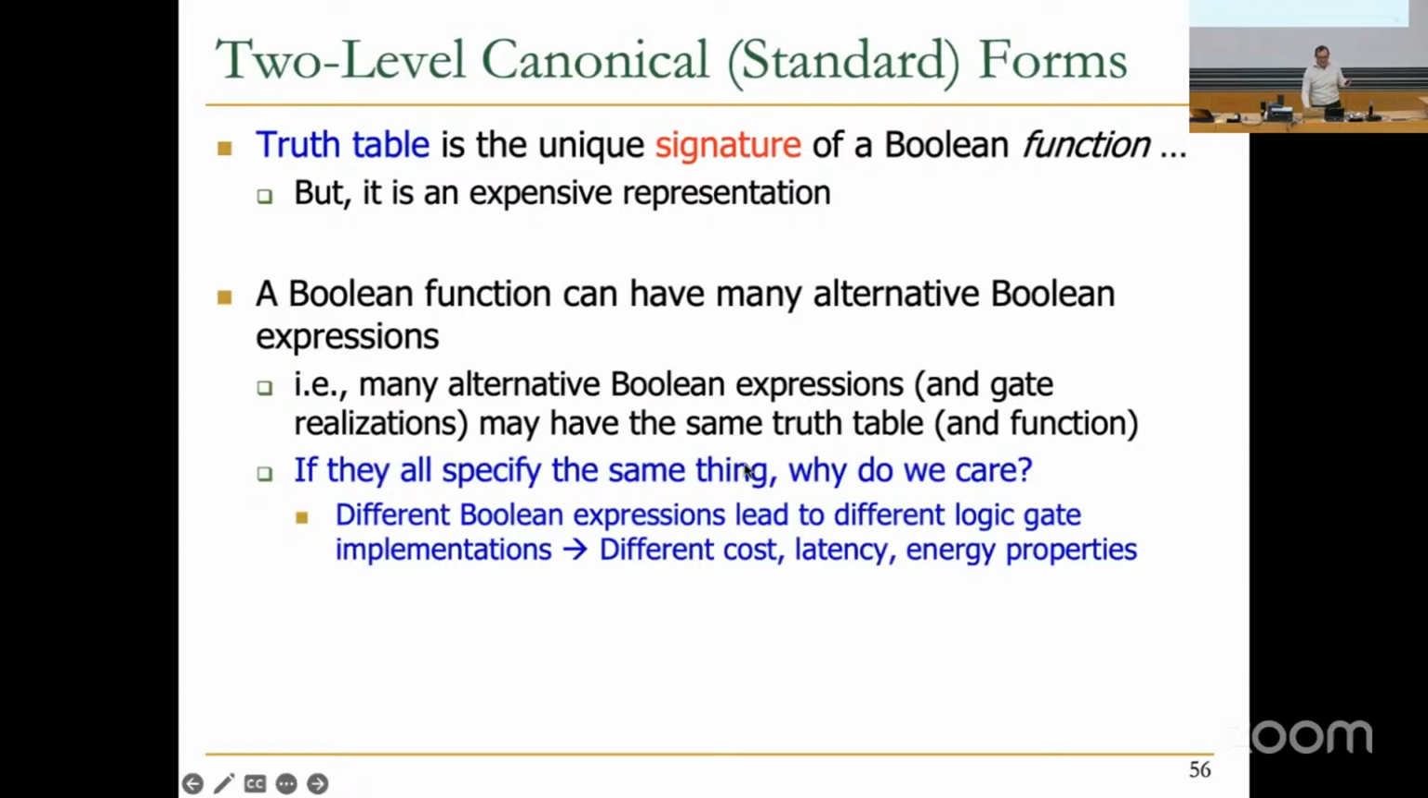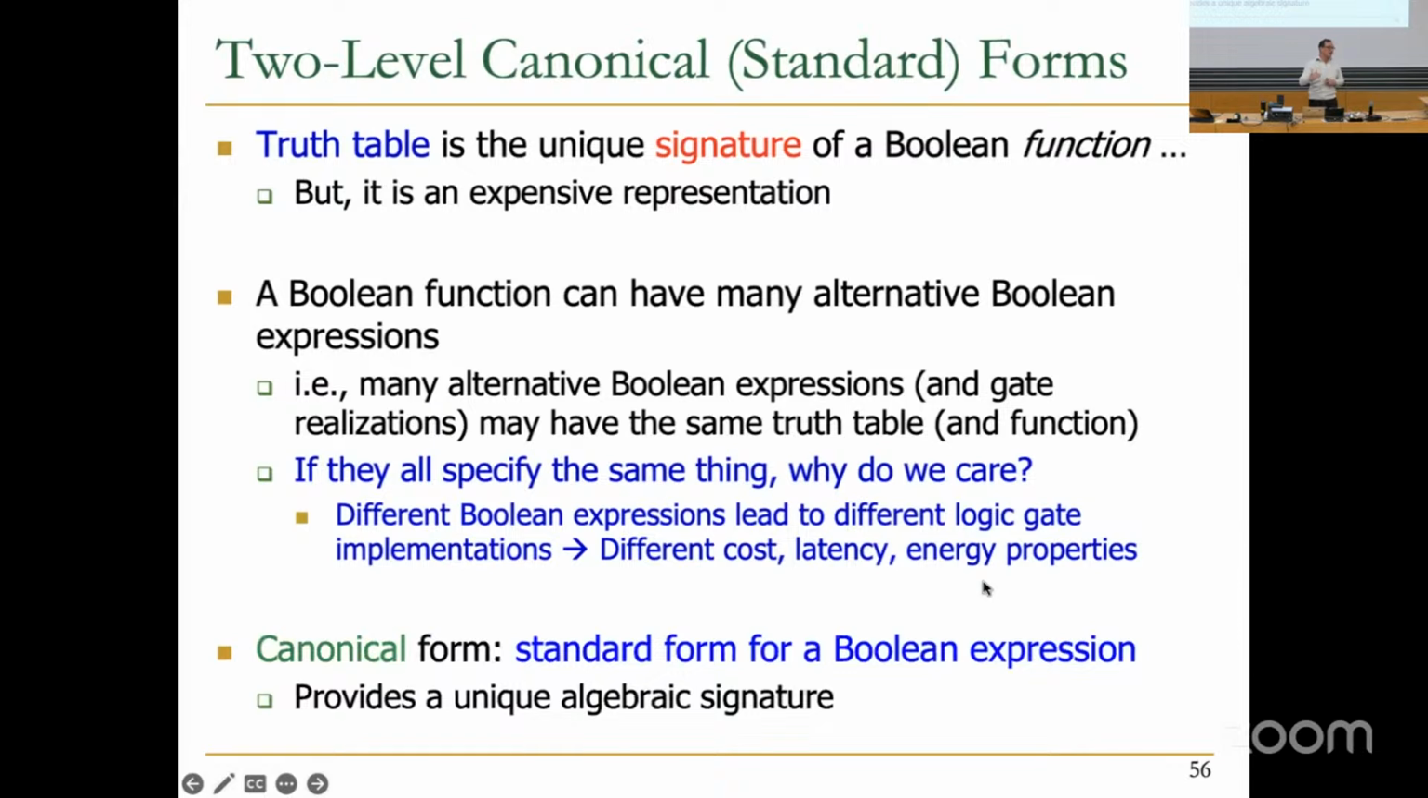So if they specify the same thing, why do we care, right? Different Boolean expressions lead to different logic gates, different costs. That's why we want to start with a canonical form and minimize it as much as possible.